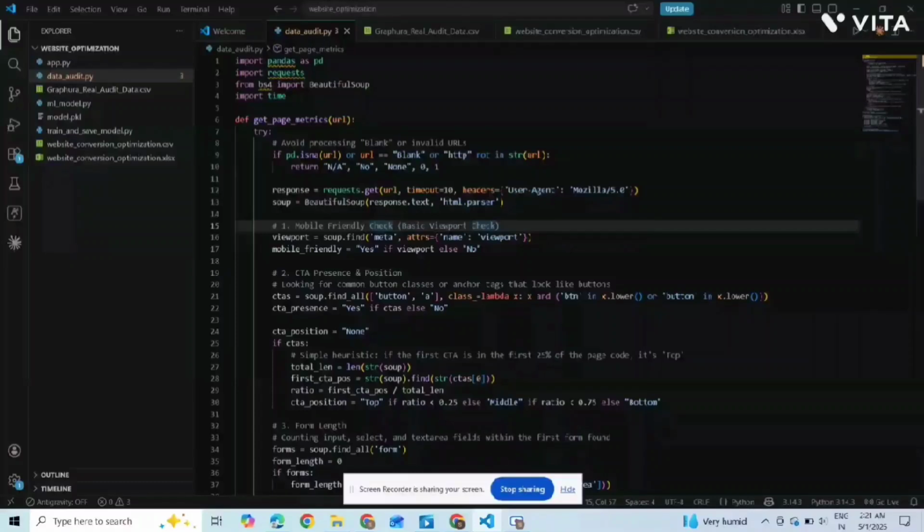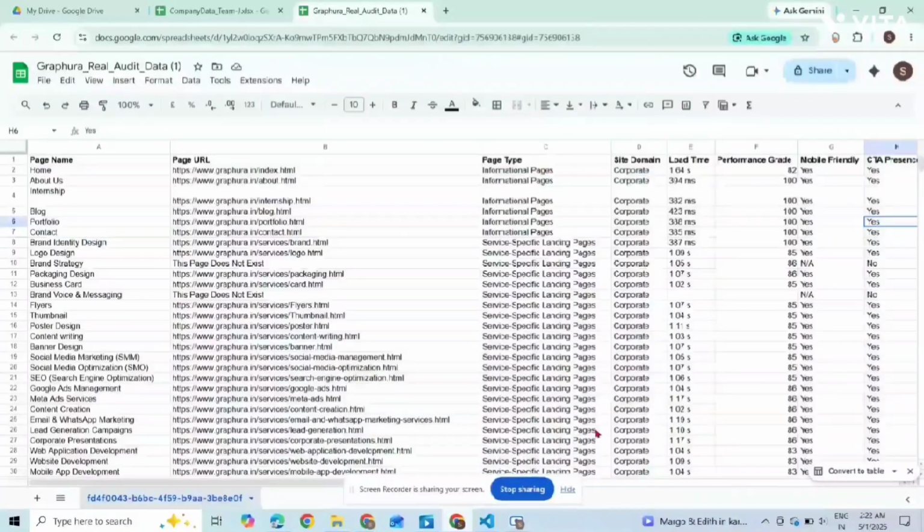Our project is Website Conversion Optimization. Our team is tackling a critical business challenge for Grafra. Currently, we have visitors, but our goal is to turn those visitors into high quality leads. To do this, we aren't just guessing what looks good, we are using a data driven framework.